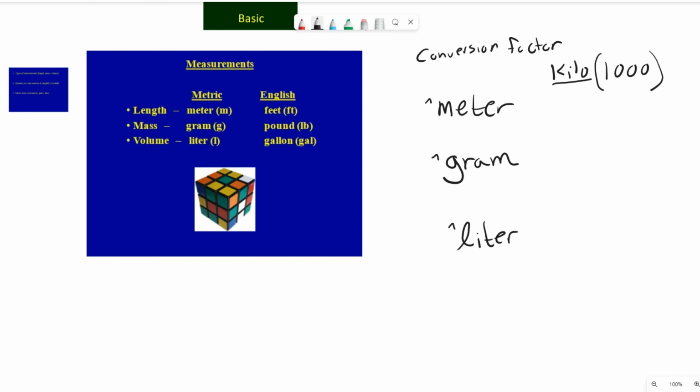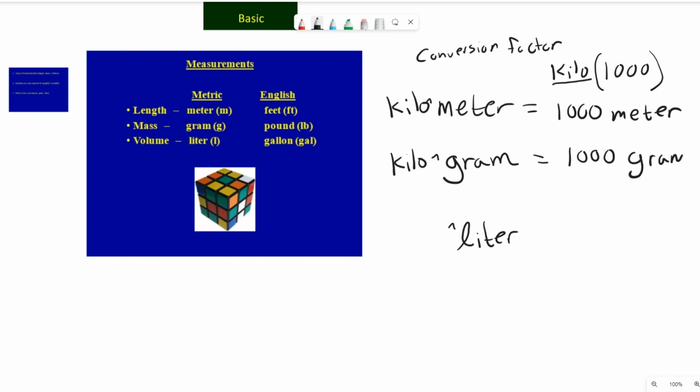So if I say that I have 1 kilometer, that means I have 1,000 meters. If I say I have 1 kilogram, that means I have something that's 1,000 grams. And if I say I have 1 kiloliter, that means I have 1,000 liters. You can see there's a lot less memorizing between the conversion factors. The conversion factor between kilo and the base unit is just 1,000 to 1.